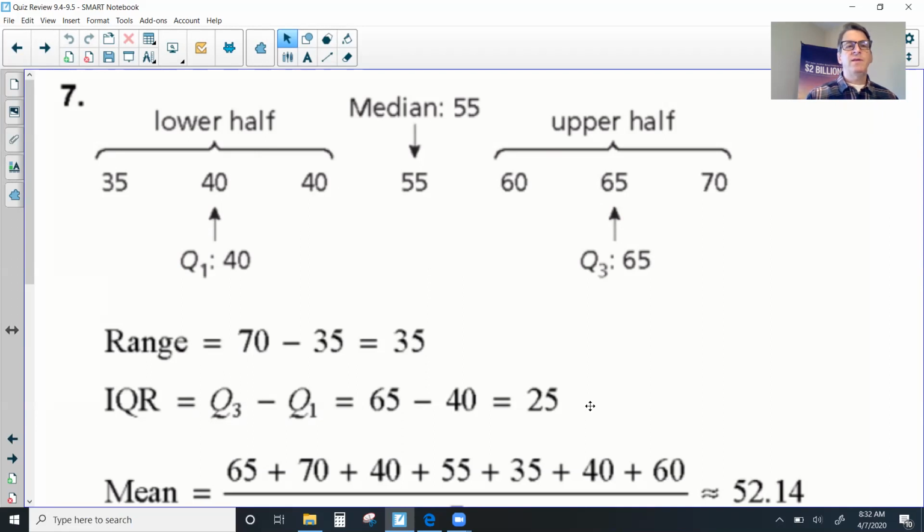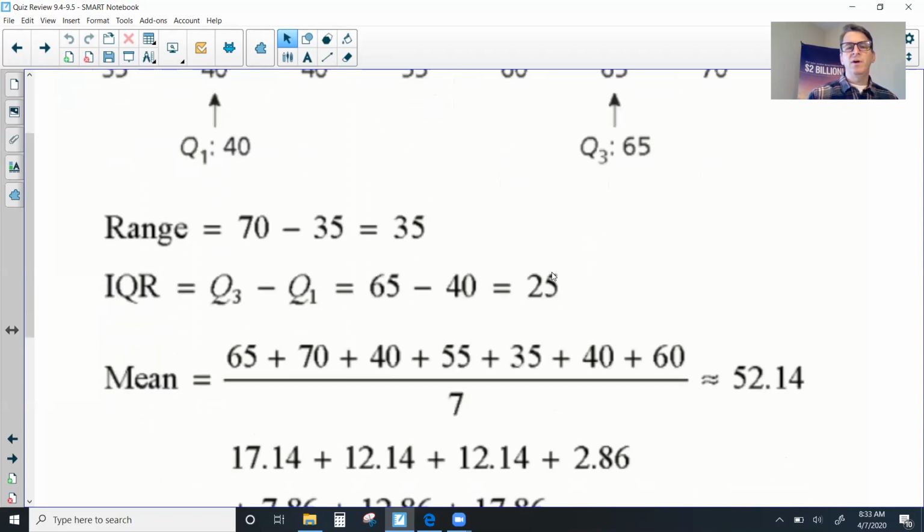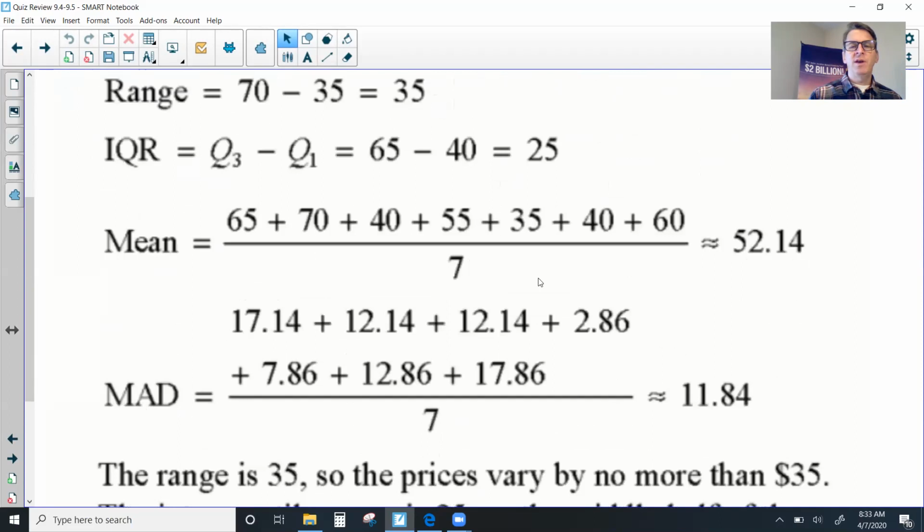The mean of the data, adding them all together and dividing by 7 amusement parks, is 52.14. And the mean absolute deviation is 11.84.